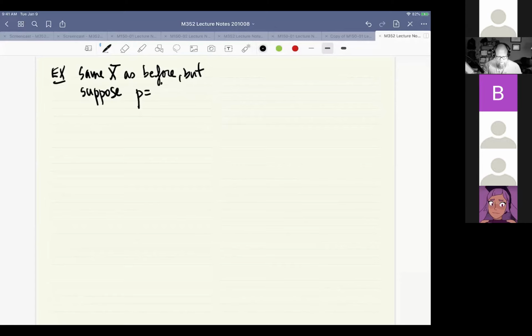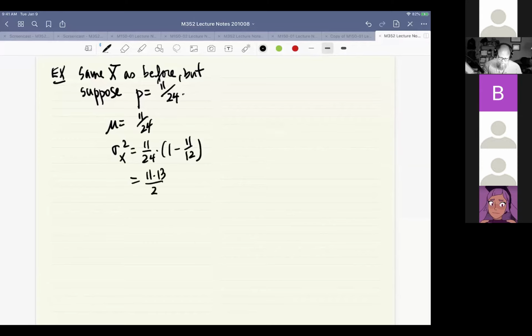Let's say 11/24. Okay, slightly less than a half. So our mean in this case is going to be 11/24, and then our variance is going to be 11/24 times 1 minus 11/24. That's 11 times 13 over 24 squared.